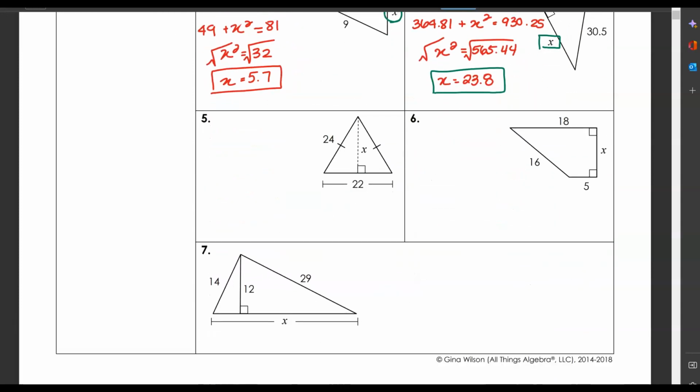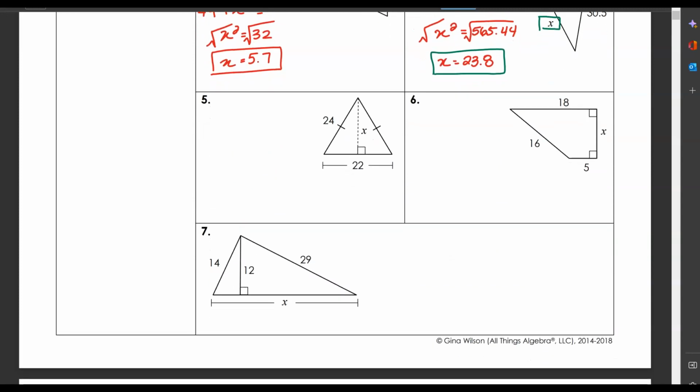Let's take a look at number 5 and number 6, because notice we can be using the Pythagorean theorem with shapes that are not right triangles, as long as we can partition them into right triangles. So for number 5, it might be a little bit easier to see that we're trying to find the x value here. We can break up this triangle. Since this is an isosceles triangle, we have 24 on both sides. This notation here lets us know that these are congruent, which means they are the same length. So I know I have 24 and 24 there, and then that bottom is going to be 22.